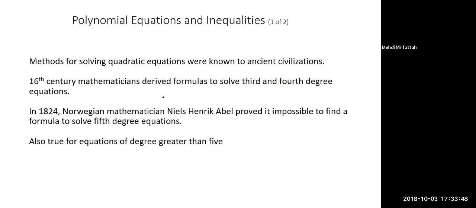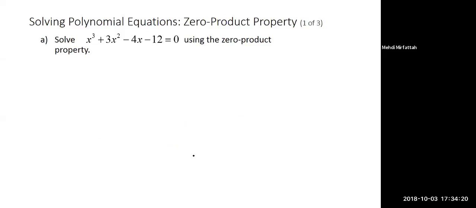There's a little history here. 16th century mathematicians derived formulas to solve third and fourth degree equations. In 1824, Norwegian mathematician Niels Henrik Abel proved it impossible to find a formula to solve fifth degree equations. This is also true for equations of degree greater than 5. So let's take a look at this example here.